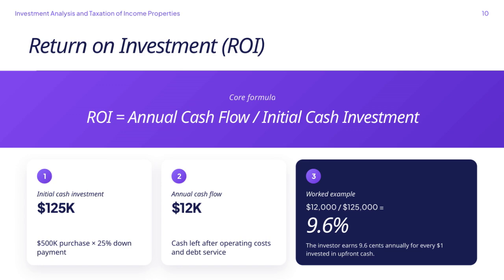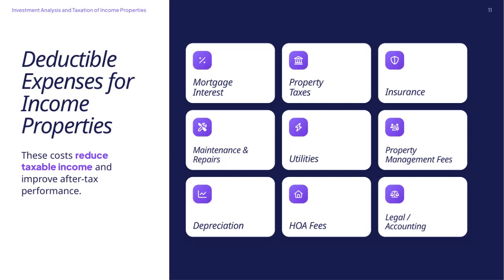Now, let's talk about deductible expenses for income properties. These are important because they directly reduce your taxable income, which in turn improves your after-tax investment performance. Some of the key deductible expenses include mortgage interest, property taxes, and insurance. You can also deduct costs for maintenance and repairs, utilities, and property management fees if you hire someone to manage the property.